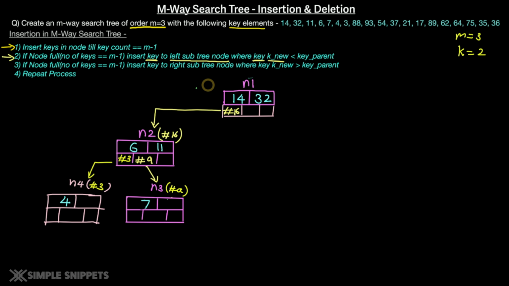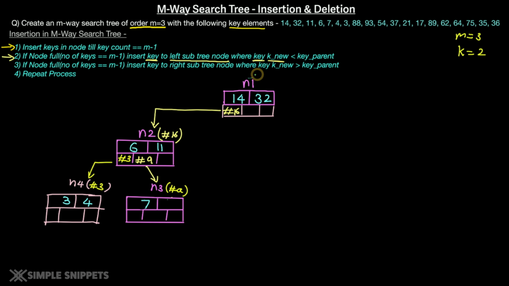We have 3. So 3 is smaller than 14. Go to the left of 14. Inside these two nodes, we will compare 3 with 6. 3 is smaller than 6. So again, 3 has to go to the left of 6, which means 3 will go in n4 because n4 has a space. So 4 will be shifted over here and 3 will come over here, right? So 3 is done. Let's see the new number, which is 88.